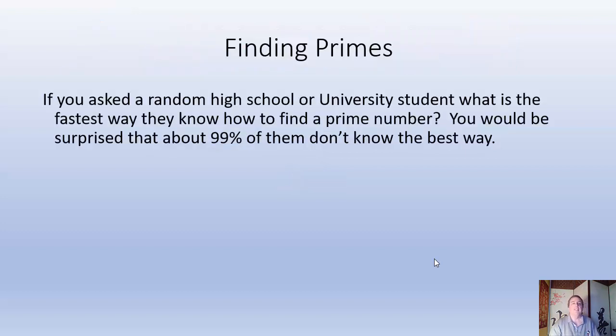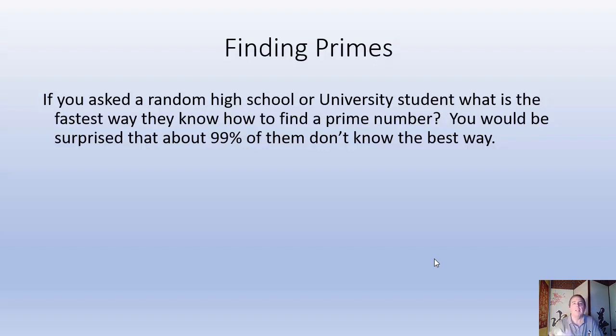So, finding primes. If you asked a random high school or university student what is the fastest way they know how to find a prime number, or whether a number is prime or not, would you be surprised that 99% of them don't know the best way? Best meaning fastest way? Well, how about you? What do you think is the fastest or best way to know whether a number, like, for example, 101, is prime or not? How many divisions would you have to do in order to find out? Go ahead and try out.